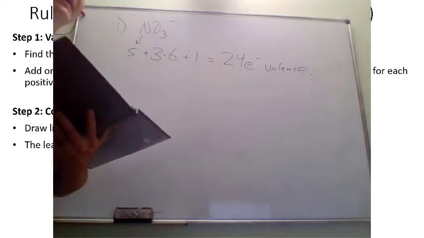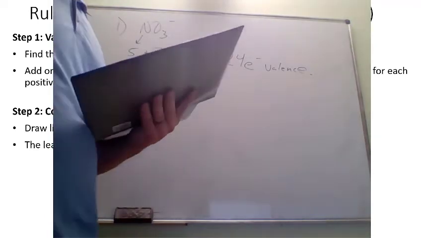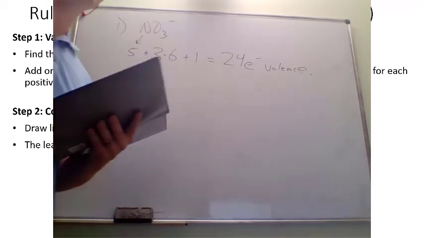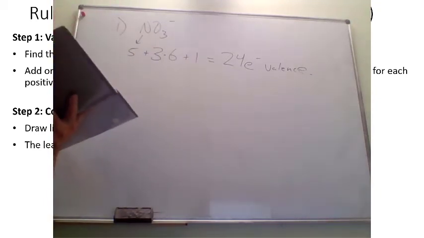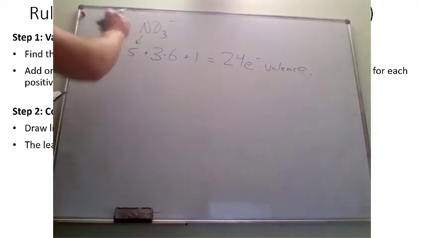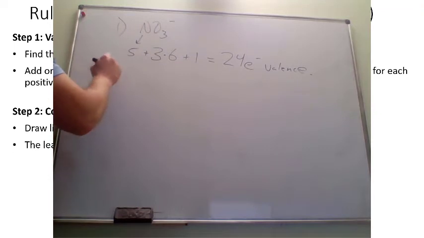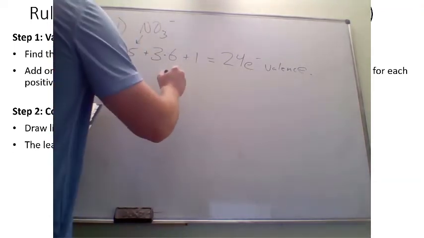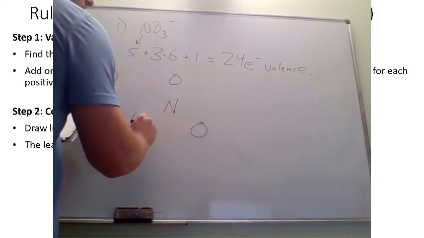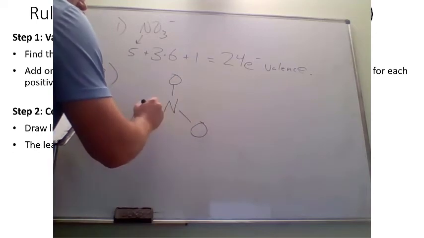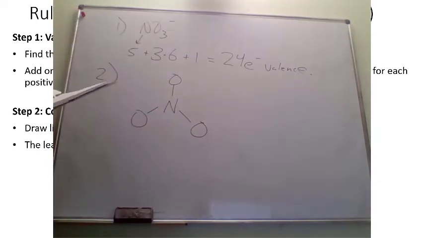Step 2, connect the atoms. So draw lines to represent bonds between atoms and place the least electronegative atom as the central atom. Okay, so if we take a look here, nitrogen is our least electronegative atom. So we're going to place nitrogen in the middle. We're going to surround it by oxygens. And then we're going to draw lines, single lines here, to connect each of our atoms to the central atom.